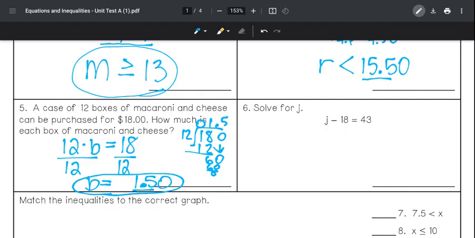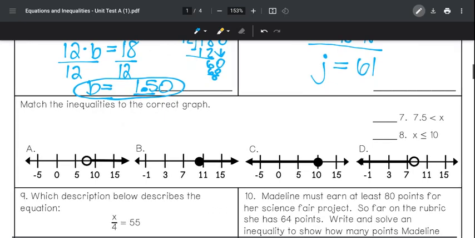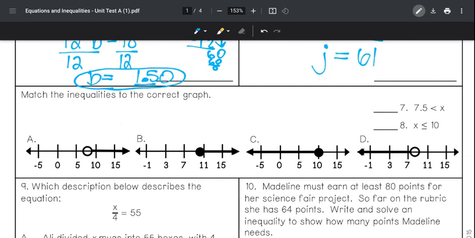Number 6, solve for J. J minus 18 equals 43. To get J by itself, you complete the opposite operation. So I'm going to add 18 to both sides. So keep your variable J, you keep your symbol equals, and we add them together. We figure out J equals 61. Match the inequalities to the correct graph.